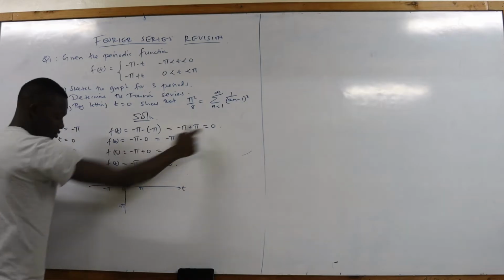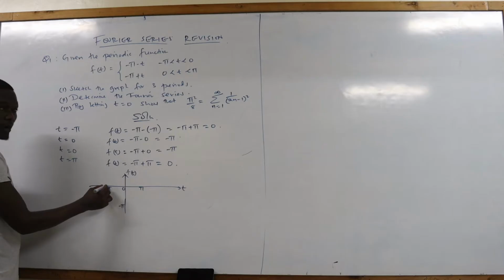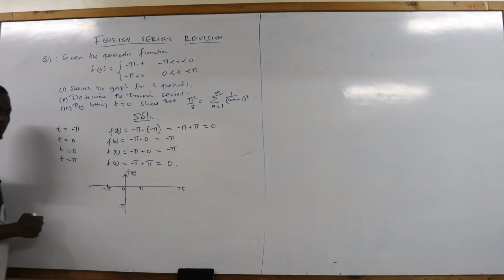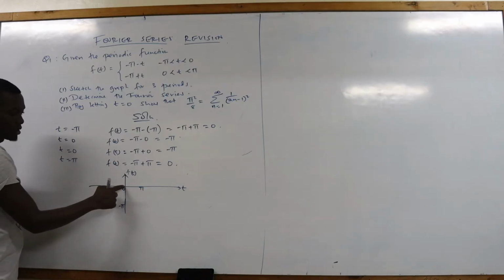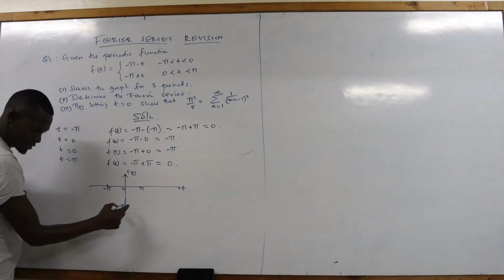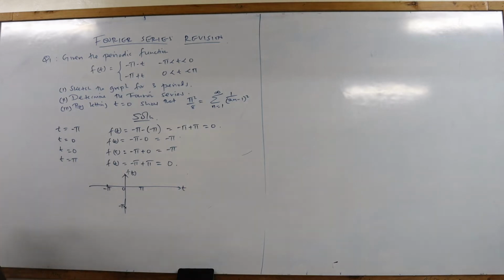Negative pi, 0. So when your t is negative pi, your value of y, your f(t), is 0. So it will be this point here. Are you together? We come to the second. When t is 0, your value of f(t) is negative pi. So 0, negative pi. I believe we know how to sketch points in the x and y axis, okay?